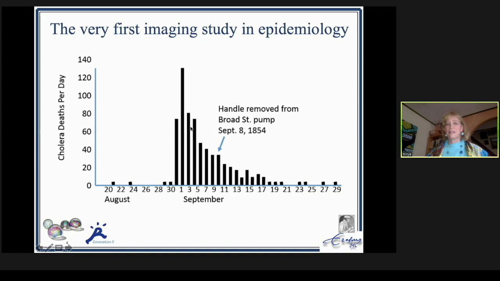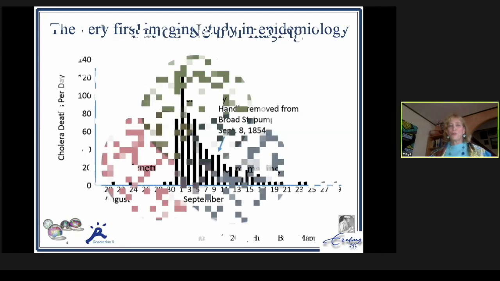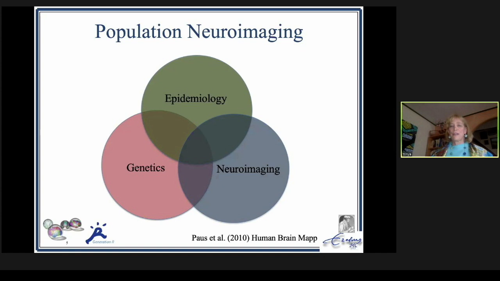1854. You can see that the rates were already declining then, but they did later find out that it was a diaper from a baby that had died that was seeping into the well. It was not discarded in the well, but it was seeping into the well. So this is the very first imaging study in epidemiology. But now we go to what is population neuroimaging.